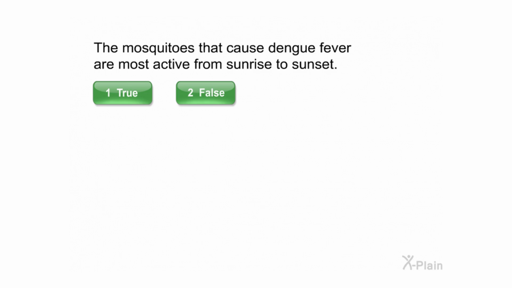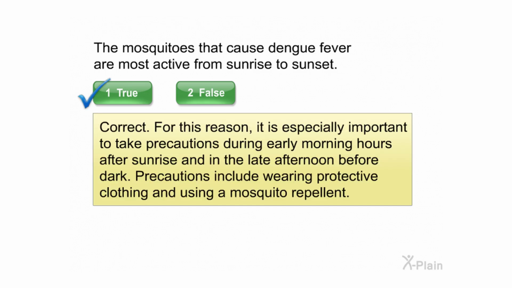The mosquitoes that cause dengue fever are most active from sunrise to sunset. Select true or false. Correct. For this reason, it is especially important to take precautions during early morning hours after sunrise and in the late afternoon before dark. Precautions include wearing protective clothing and using a mosquito repellent.